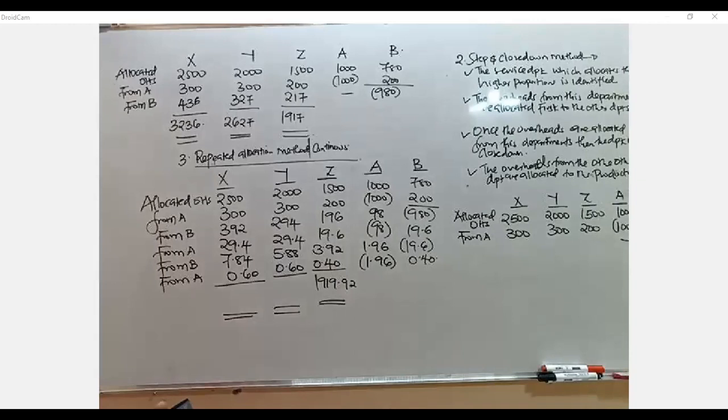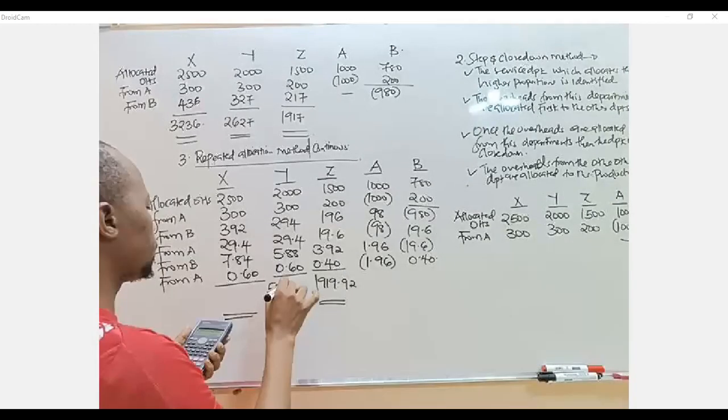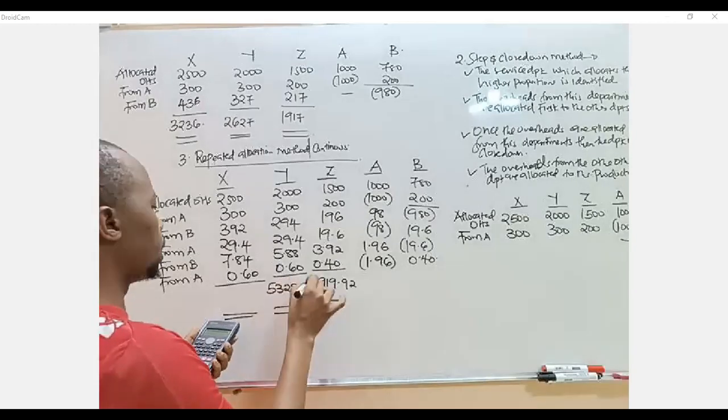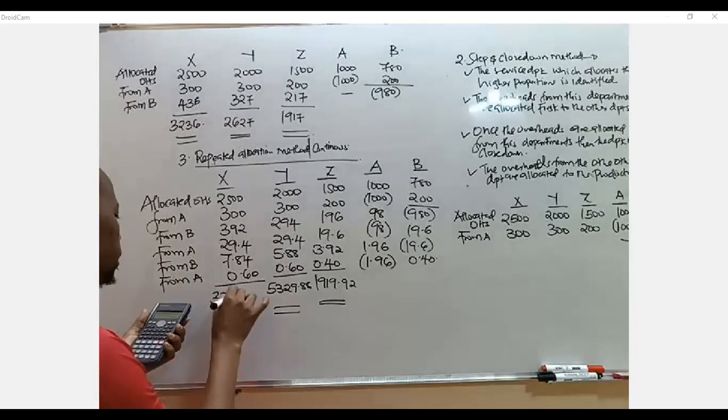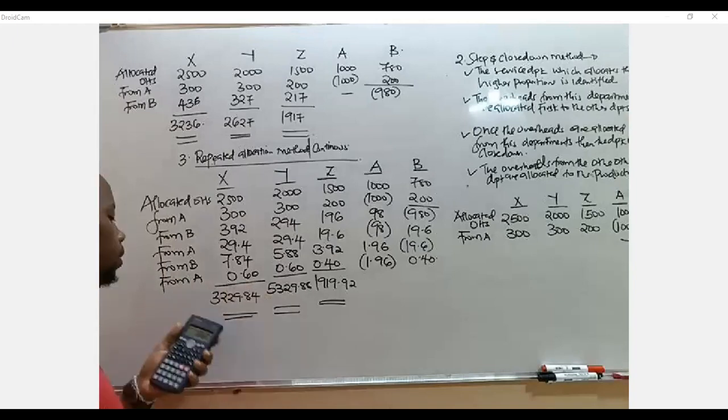The other one would be, right, 2000 plus 3000, plus 294 plus 29.4 plus 5.88 plus 0.60. We get 5329.88. Then the first one, 2500 plus 3300, sorry, plus 392 plus 29.4, right? Plus 7.84 plus 0.60. I get 3229.84.